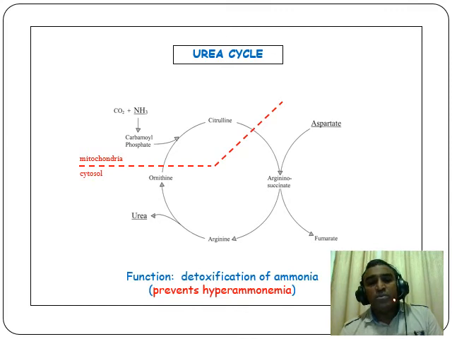The carbamoyl phosphate will react with ornithine to form citrulline. Citrulline goes from the mitochondria to the cytoplasm to react with aspartate to build something much larger, argininosuccinate, which will then break into fumarate and arginine. Eventually arginine breaks down even further to become urea as well as ornithine. Ornithine goes back and repeats this cycle.